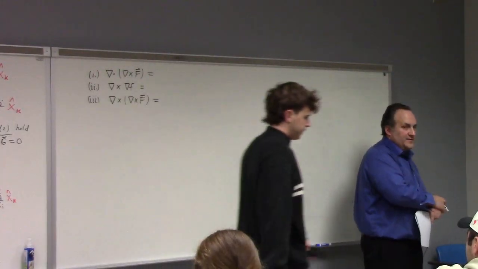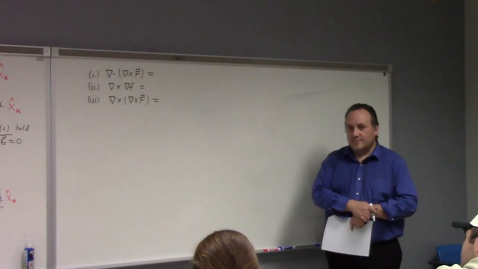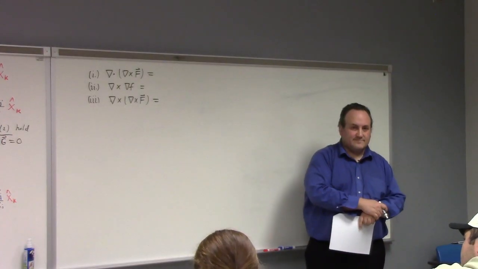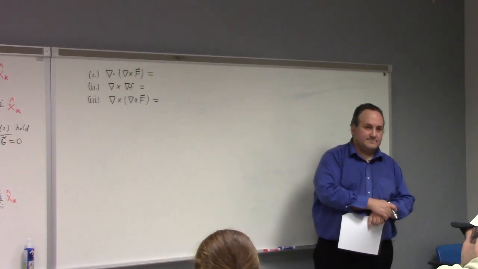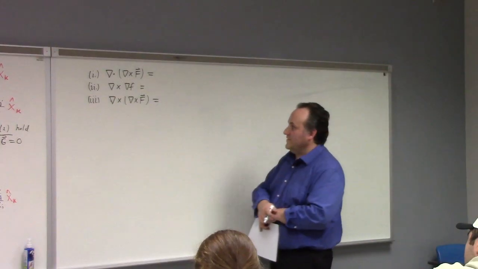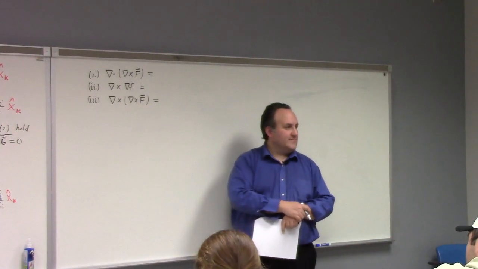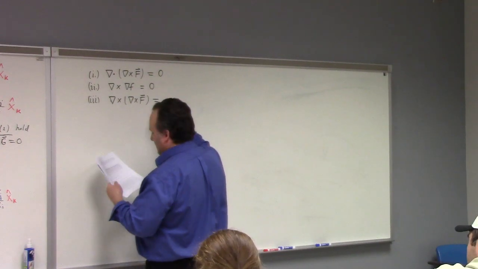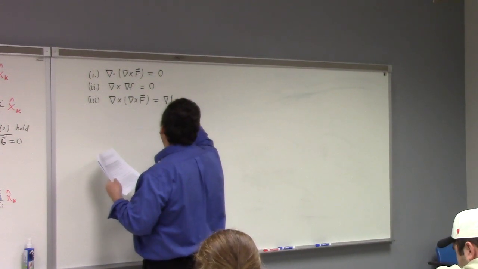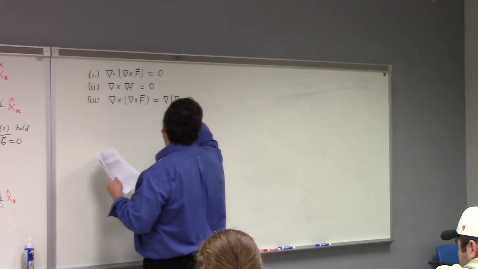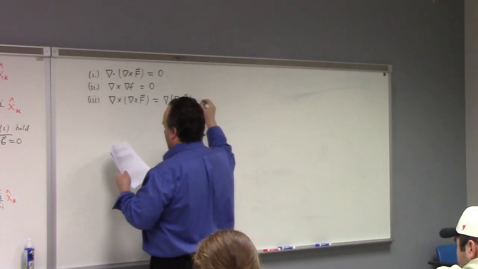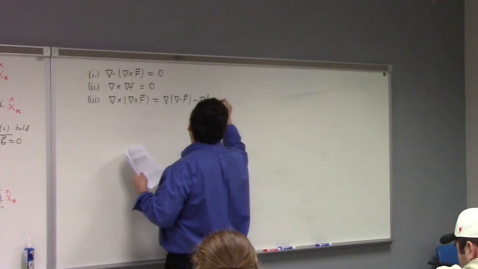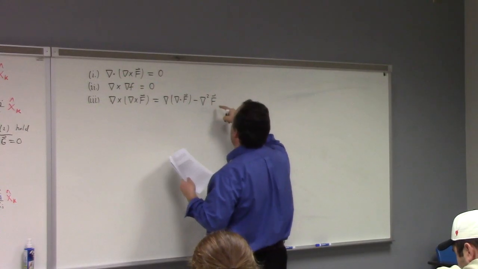One of these is not like the other, all right? But two of these have the same answer. Care to guess the answer? Zero. Zero is a good guess. Which two of these are zero? Top two. Very good. And this one is not. That one, in fact, is the gradient of the divergence minus what's something known as the Laplacian of f.